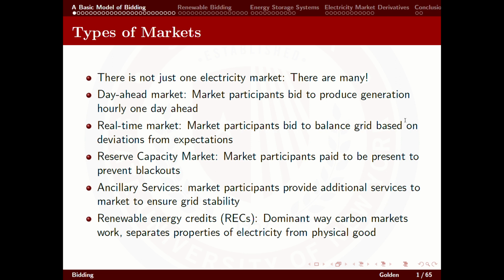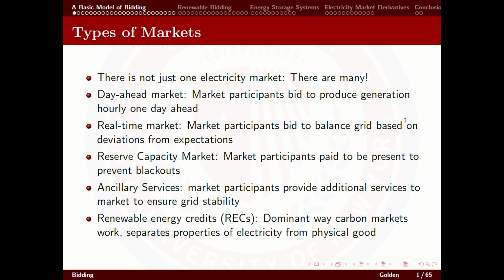There's a reserve capacity market where market participants are paid to be present to prevent blackouts. And we'll talk a lot about capacity markets at the end of the series. This is actually the last lecture, a really deep dive on capacity markets. Then there's the ancillary services markets, where market participants provide additional services to the market to ensure grid stability. Again, the grid is very complex and hard to manage, so you have these odd things like voltage support and inertia that you pay for.